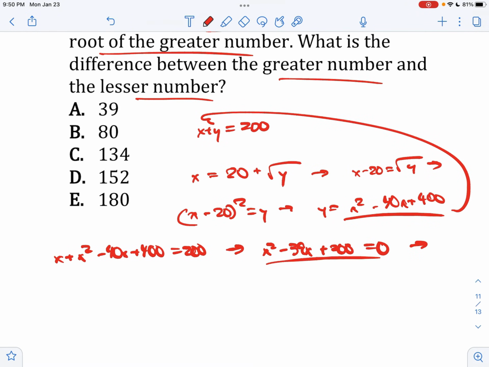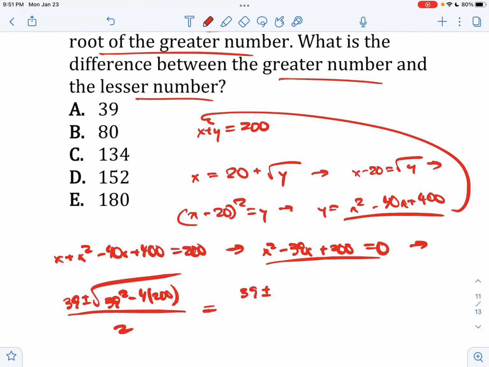Use the quadratic formula because I don't think you can factor this. So 39 plus or minus the square root of 39 squared minus 4 times 200, over 2. Solve this discriminant: 39 squared minus 800, to the 0.5. So 39 plus or minus 26.85 over 2, which gives you, for plus, 39 plus 26.85 divided by 2, you get 33. Or you get 39 minus 26.85 divided by 2, it's 6.075.